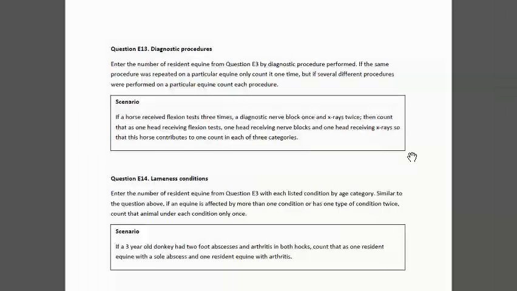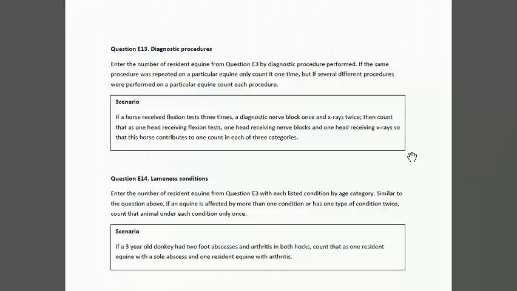And the reason is because you may count horses in more than one category, but you're only going to count it for a given category one time. And that's probably confusing. But let's look at an example on question number 13.